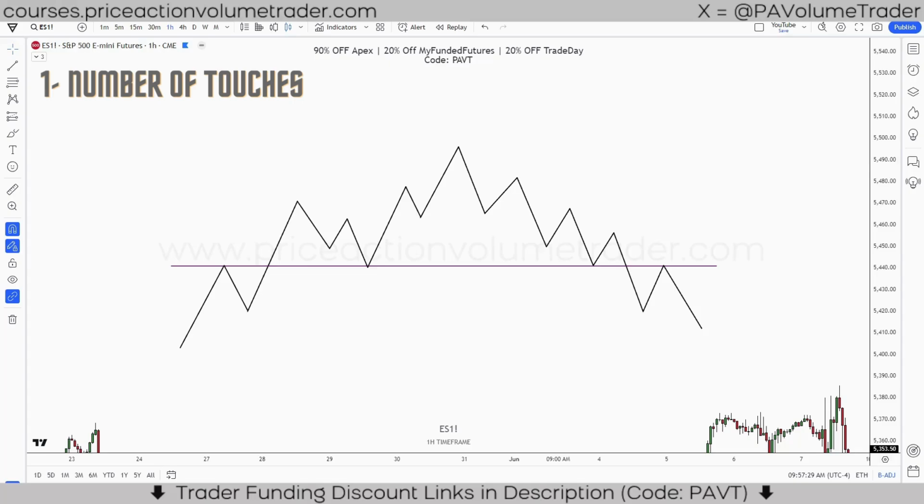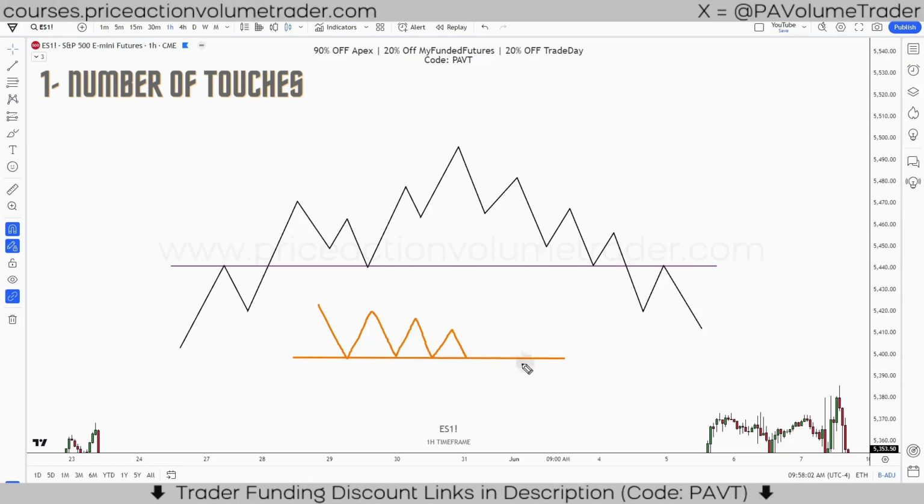Okay, so going over the first factor, we're talking about number of touches. When I'm looking for levels, one of the things that newer traders learn, and this is something that has been talked about for a long time, is they think that the more a level gets tested from the same side, the stronger it is. But that is the opposite, because we know that for every buyer there's a seller, for every seller there's a buyer.